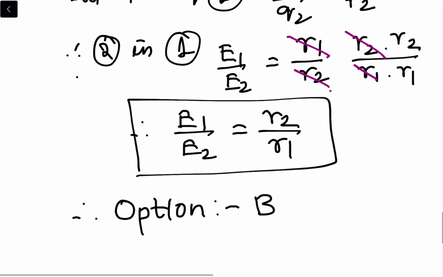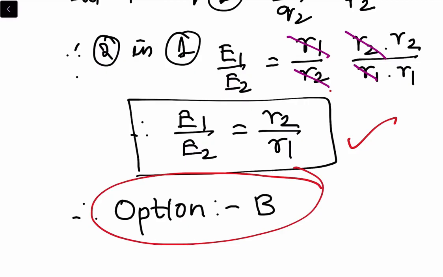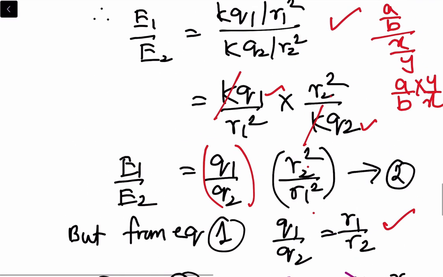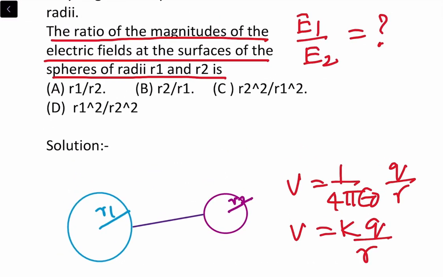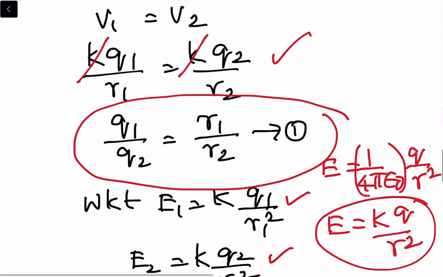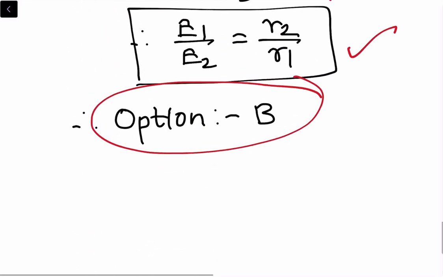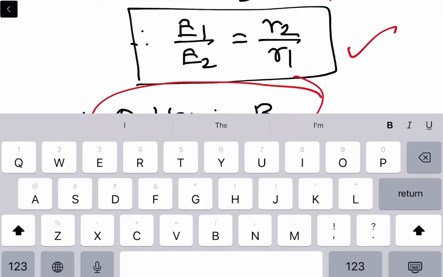So this is the answer. This answer is in option B. Let's go back to the problem and see. Here 4 options they have given: R1 by R2, R2 by R1, R2 square divided by R1 square, R1 square divided by R2 square. But what we got, finally the answer is R2 by R1, that is in option B.